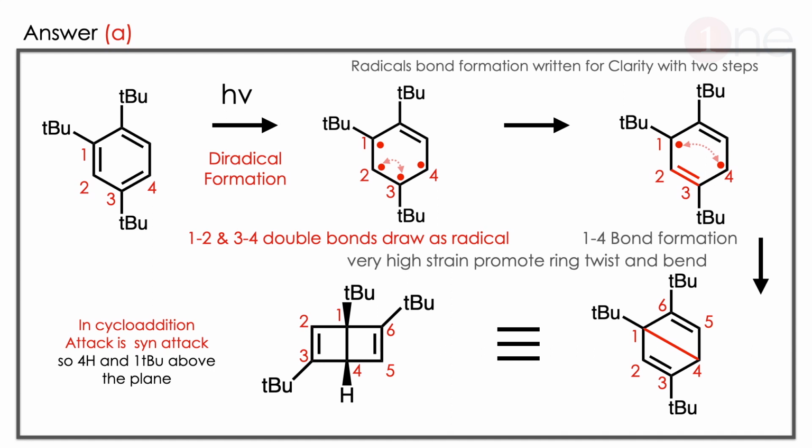Here I wrote it as 2 steps to avoid confusion, but really it all happened in a concerted way. So if you write the equivalent there, you get the final product A. Here the tertiary butyl group and hydrogen are above the plane. Why? Because the cycloaddition is always a syn attack. If you remember from the Diels-Alder reaction, the attack is always from the syn side. So the groups are always on the same side, either above or below. In this case, both are above the plane. So the answer is clearly A.